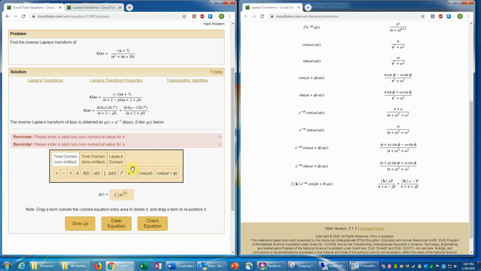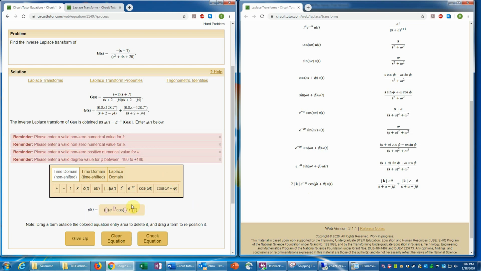So I have a decaying exponential, and then I need a cosine function with a phase shift, so that I'll use this term here. And finally, I need to make sure I use the unit step function, which is the u of t, and so I'll put that on last. If I forget that, it will be marked incorrect because it needs to have that unit step function to turn this on at the appropriate time.